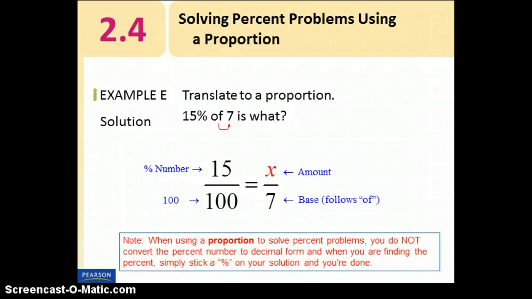An important thing to note is that when using this method, we do not convert the percent number to decimal form. This also means if we're finding the percent number, our solution to the equation will already be in percent form. So we'd simply stick a percent sign on the answer and we're done.